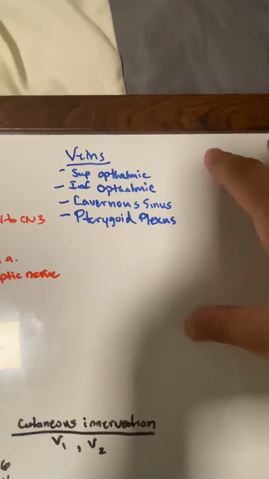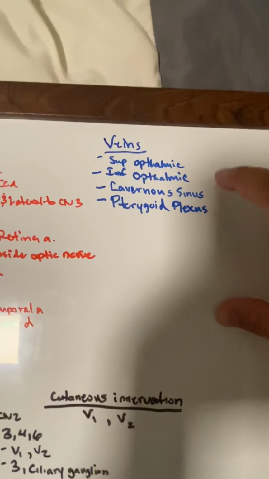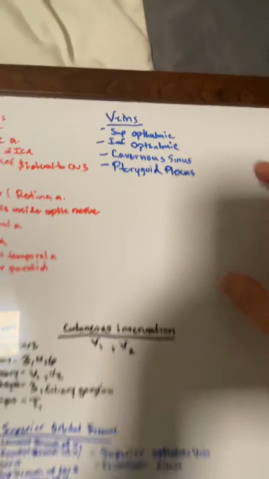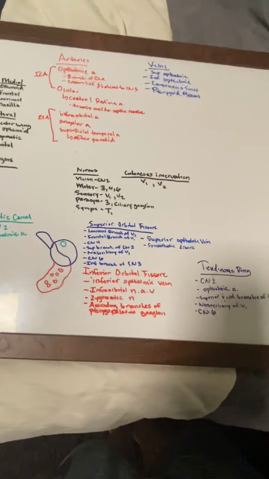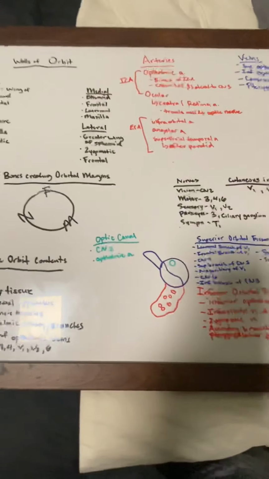And then veins, we have superior ophthalmic and inferior ophthalmic, and those two connect into the cavernous sinus. And then we also have the pterygoid plexus. So I didn't think there was so much content, but after writing it all down, I totally spaced how much there was.